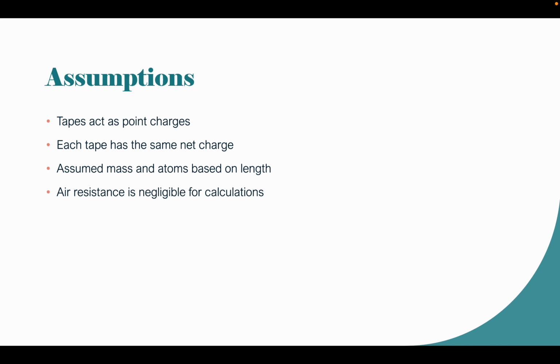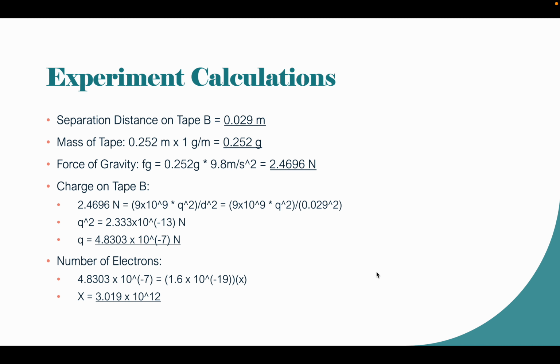Before moving on to calculations, I just wanted to clarify some assumptions that I made in order to make my calculations. These included that the tapes act as point charges. Each tape has the same net charge. We assumed and calculated mass and atoms purely based on tape length. And finally, obviously, air resistance would have an effect on our experiment, but for calculations and analysis purposes, I just made air resistance negligible.